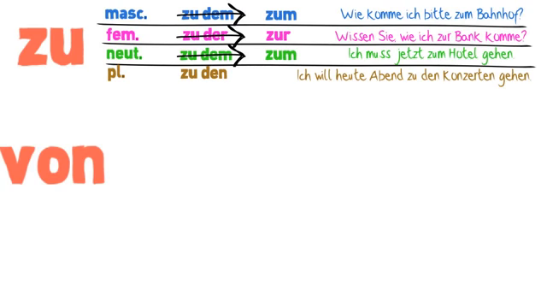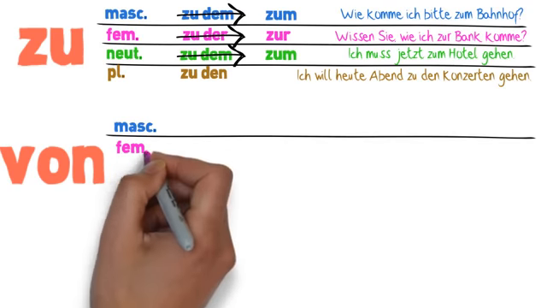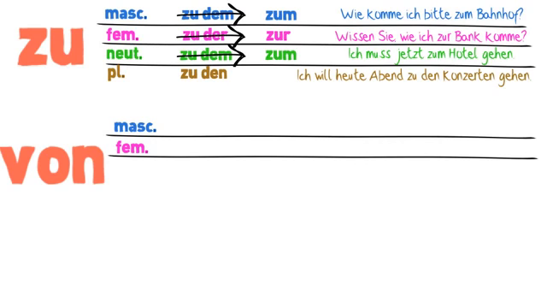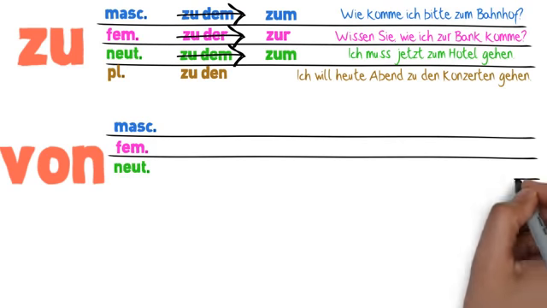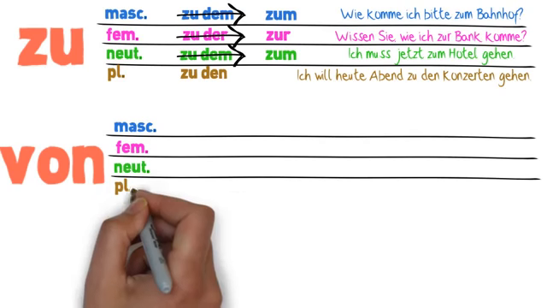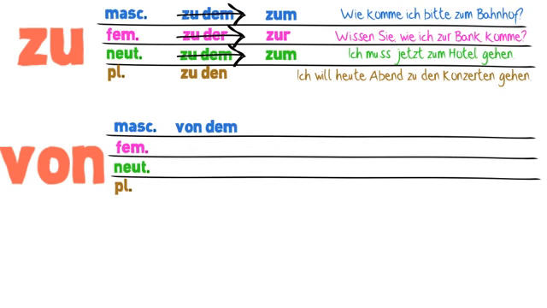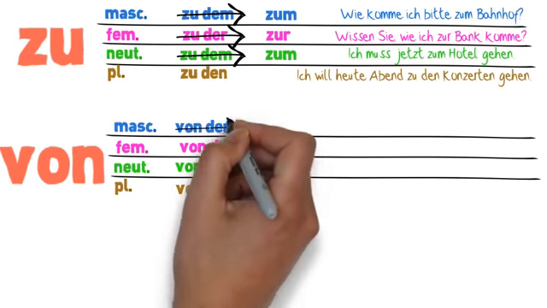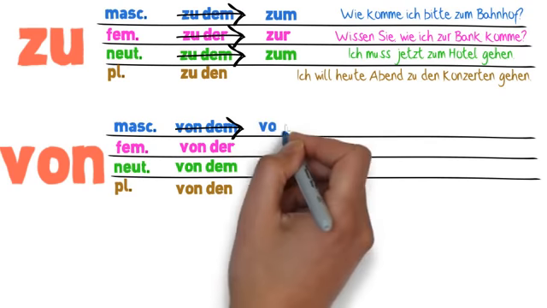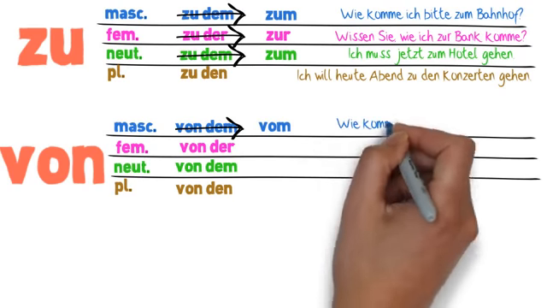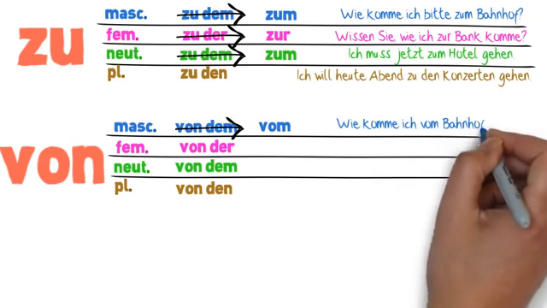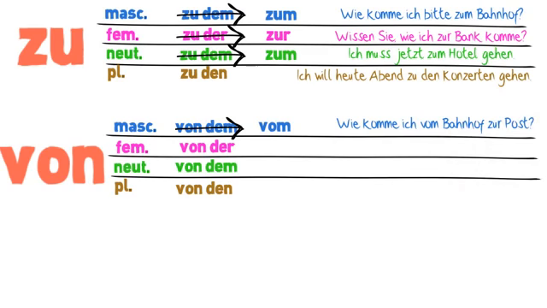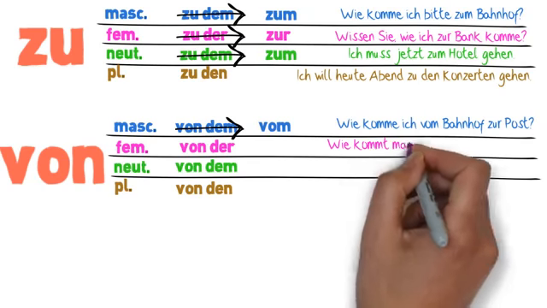Now let's discuss the preposition von, which can mean either from or of, depending on how you're using it. This is useful if you are asking for directions from one place to another. Our 4 options should be, because we're using this with dative case, von dem, von der, von dem, and von den. But there will be a couple contractions again. Von dem contracts to vom, as in, wie komme ich vom Bahnhof zur Post, where Bahnhof is your masculine noun.